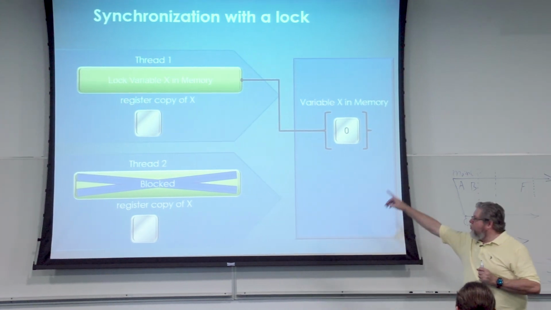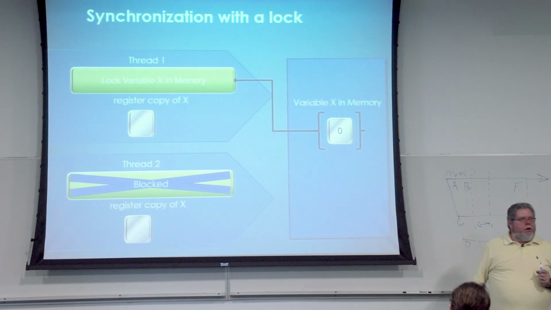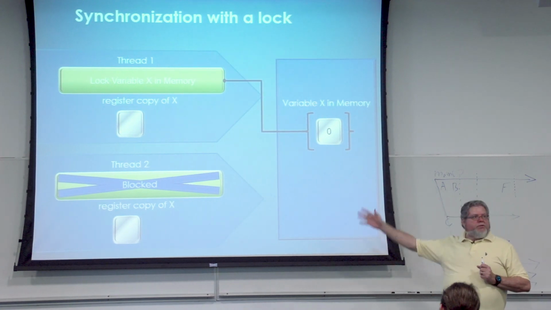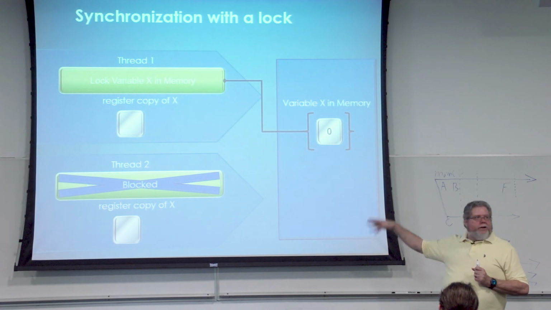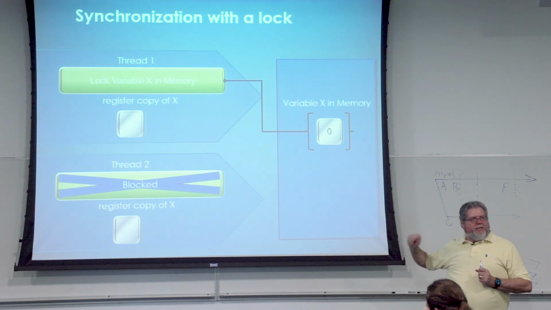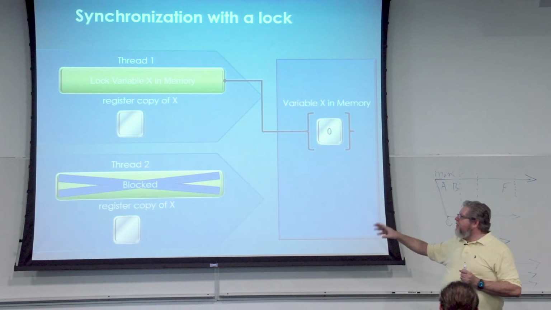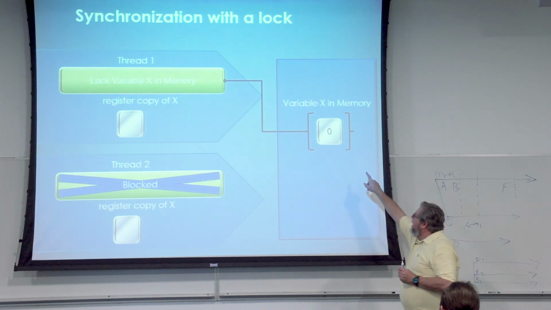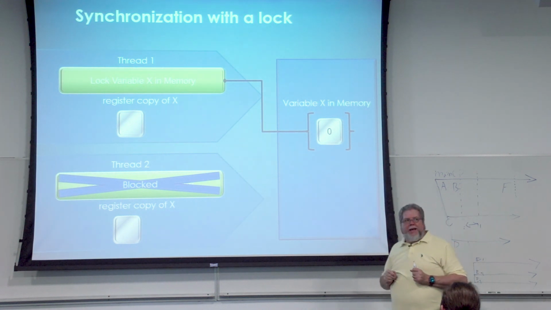Now, both of these are running the exact same code. One of them will get there first. In my example, in all my examples, I go 1, 2, 3, because that just helps me keep it straight. But the order doesn't matter. It works exactly the same. If 2 showed up first, it would work exactly the same. Whoever gets there first runs the lock variable x in memory and puts a lock on the variable x.